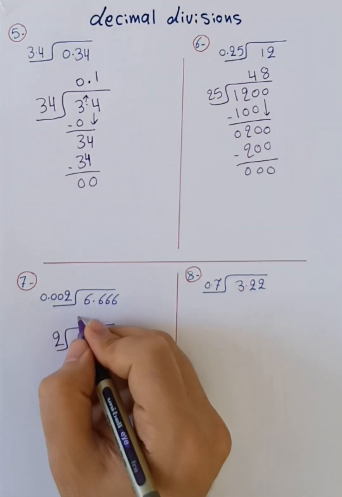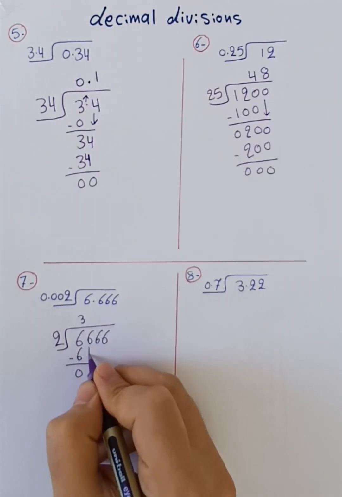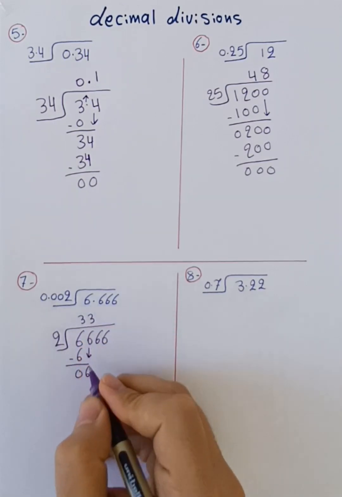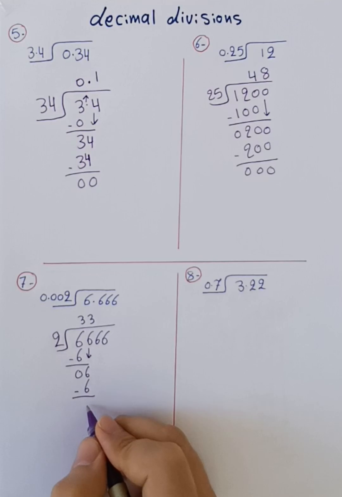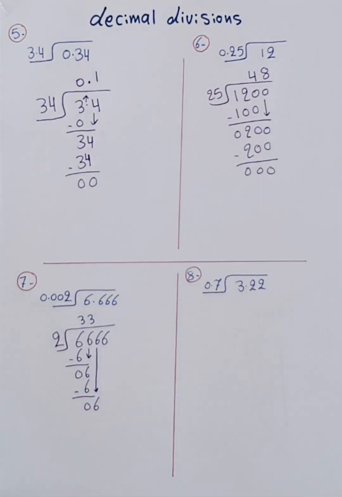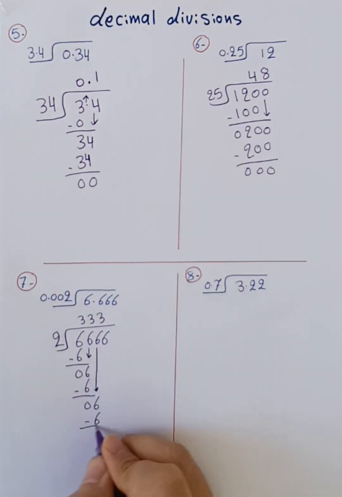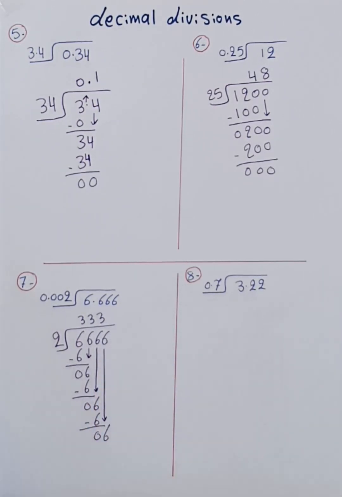6 divided by 2 is 3. 3 times 2 is 6. 6 minus 6 is 0, and then we have to bring down 6. 6 divided by 2 again equal to 3. 3 times 2 equal to 6. 6 minus 6 is 0, and then we have to bring down the third 6. 6 divided by 2 is 3. 3 times 2 is 6. 6 minus 6 is 0, and then you have to bring down the last 6.